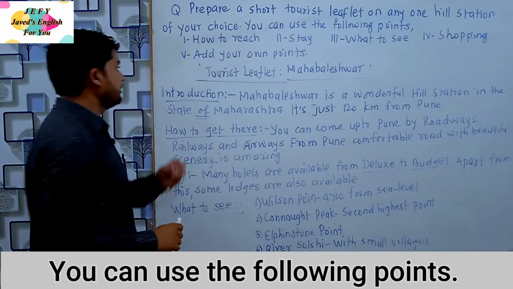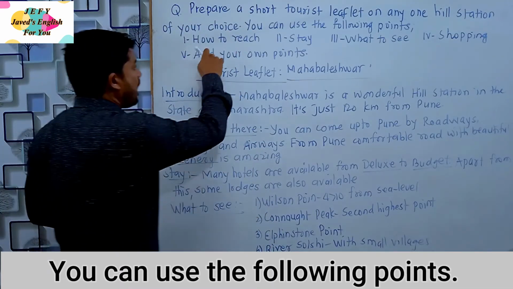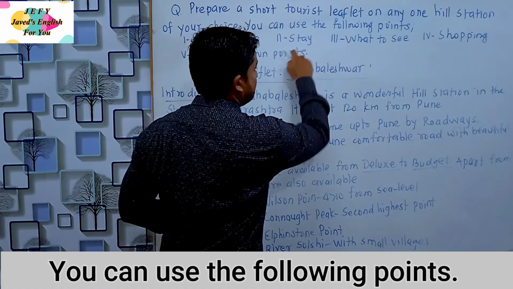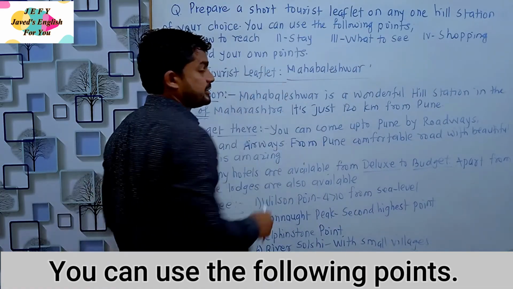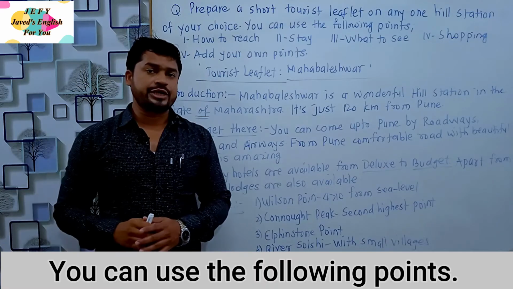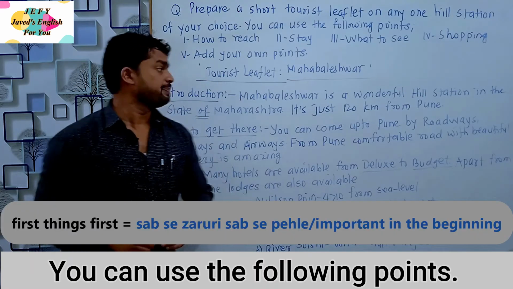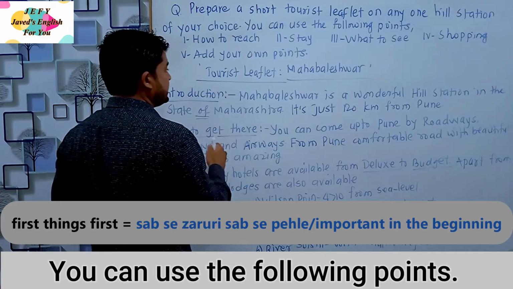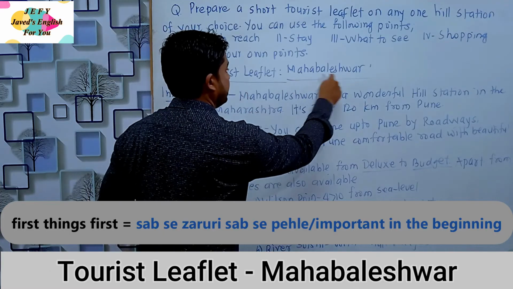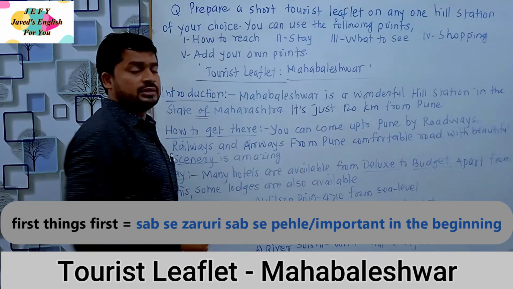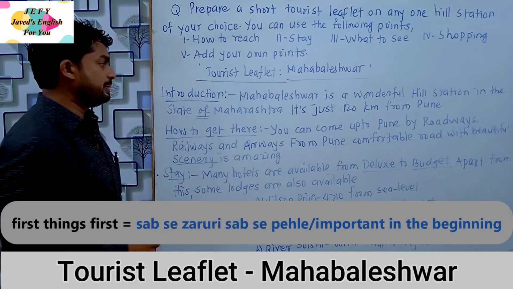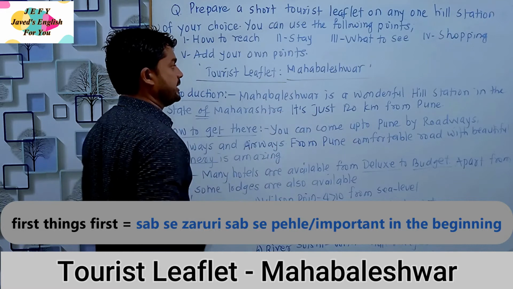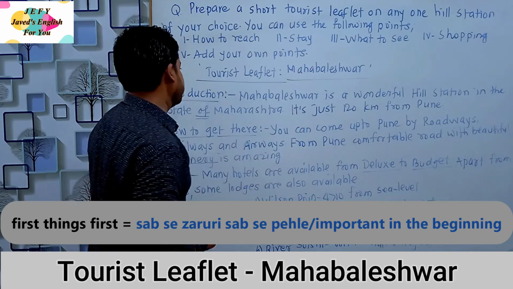How many points are there? There are total 5 points: how to reach there, stay, what to see, shopping, and add your own points. So we will develop all these points. But first things first, let's give the title: Tourist Leaflet, Mahabaleshwar. This one is our tourist spot. We are going to develop all the points on this particular destination.